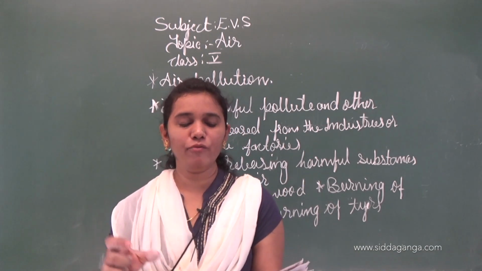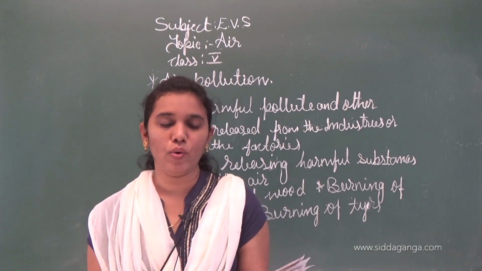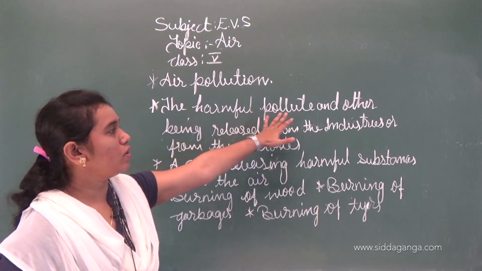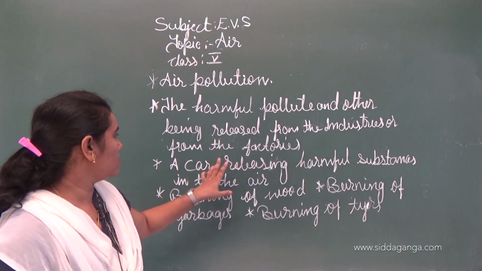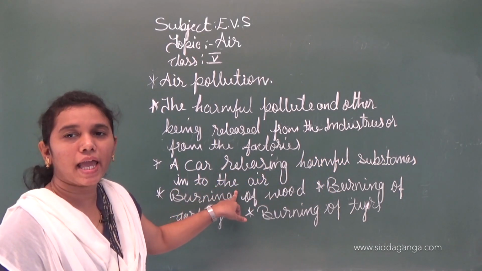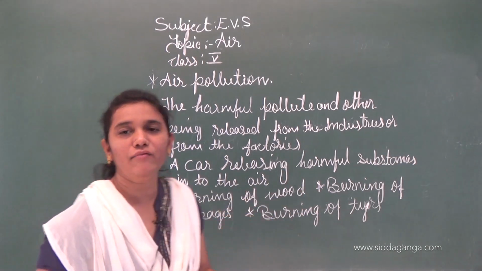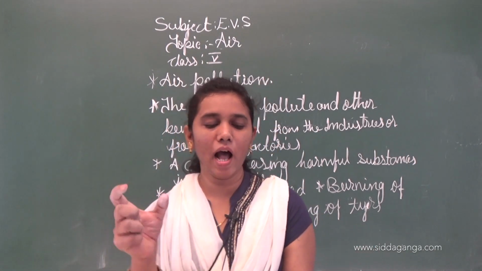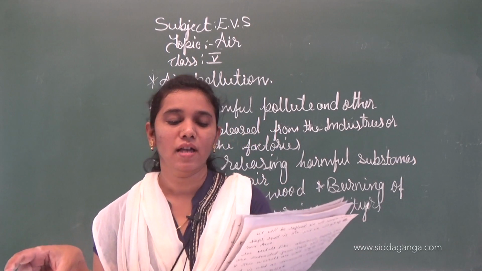Understood? Very harmful to man, even other organisms also, isn't it? How is air polluted? The harmful pollutants and other substances are released from the factories or industries, releasing harmful substances into the air. Next we see burning of wood, burning of garbage, burning of tires, bursting crackers, isn't it? So, very harmful to man and other organisms also. So, this is defined as air pollution.